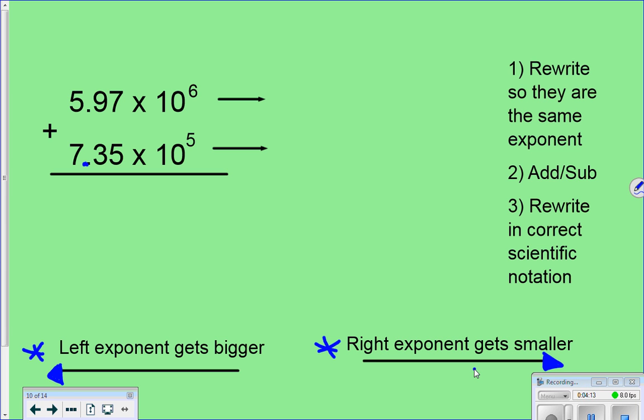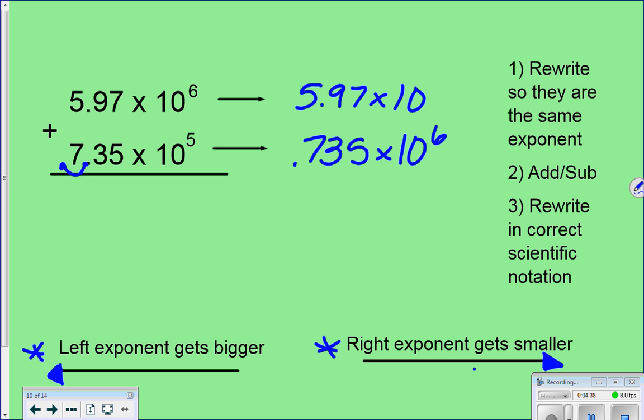Now this is where you use the arrows. If you move it to the left, what happens to your exponent? It gets bigger. So I'm going to move it this way 1 spot. If I move it 1 spot, then this goes up 1. So now it's going to be 0.735 times 10 to the 6th. And I'm just going to keep this one the same, 5.97 times 10 to the 6th. The top one didn't change, but I changed the bottom one to have the same exponent.